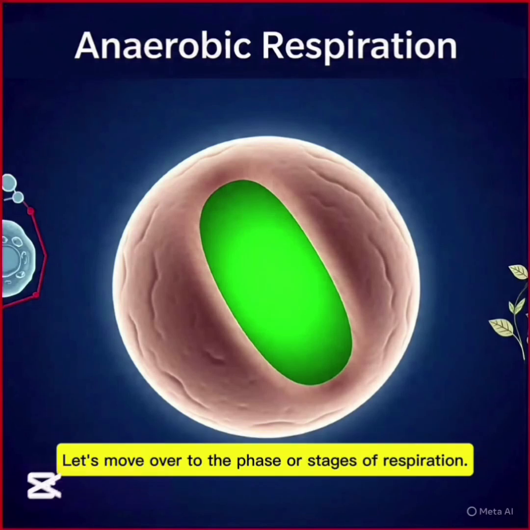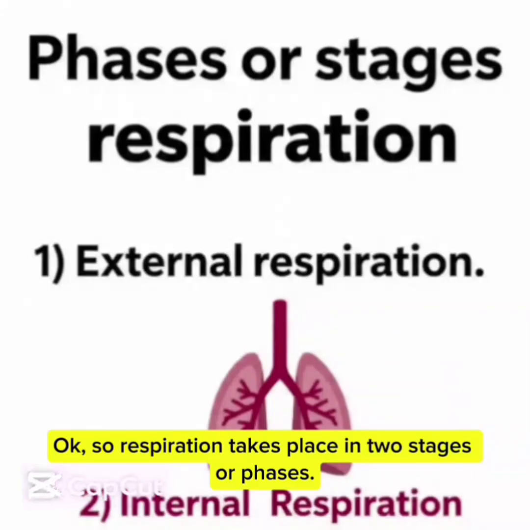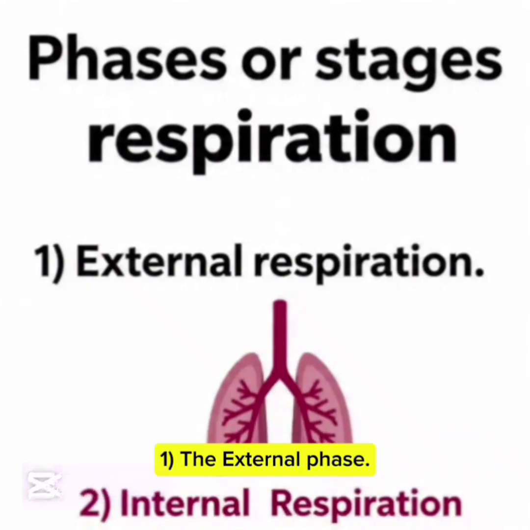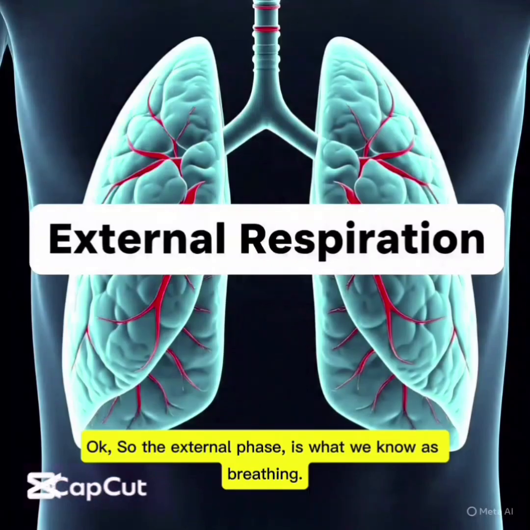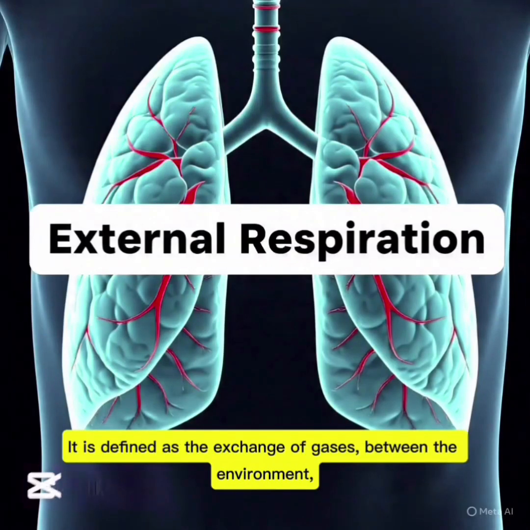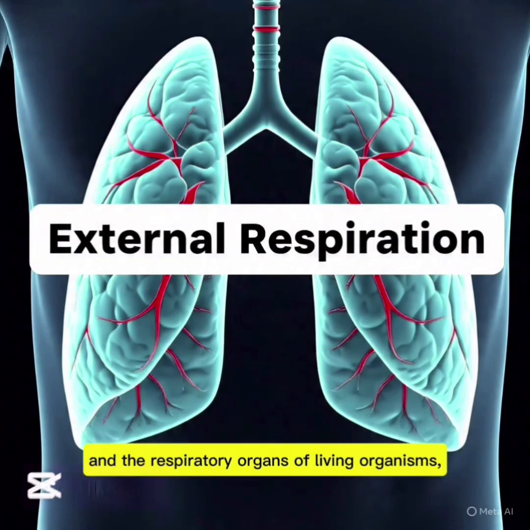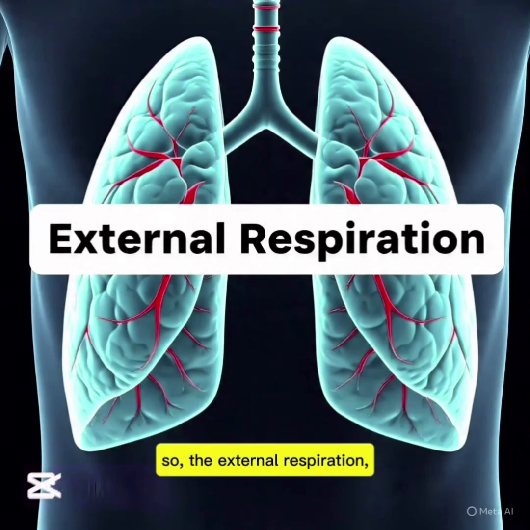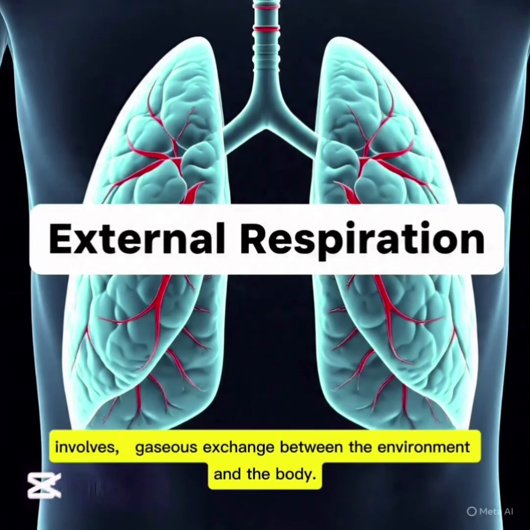Let's move over to the phases or stages of respiration. Respiration takes place in two stages or phases: one, the external phase, and two, the internal phase. The external phase is what we know as breathing. It is defined as the exchange of gases between the environment and the respiratory organs of living organisms. So the external respiration involves gaseous exchange between the environment and the body.